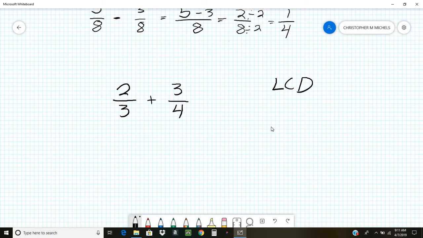Okay, so the LCD in this case would be 12, because 12 is the lowest number that both 3 and 4 divide into. If you want to prove it off to the side, 12 divided by 4 is 3, and 12 divided by 3, oops, nope. Get my eraser here.